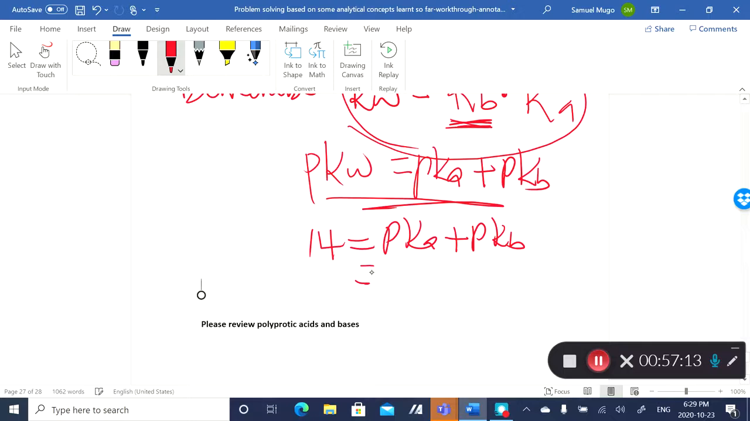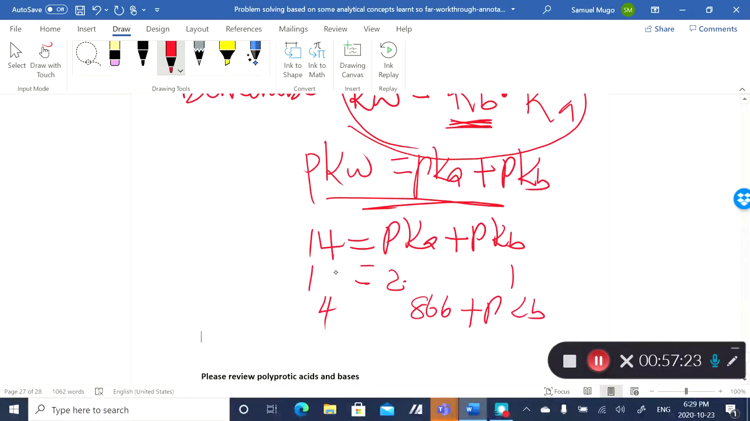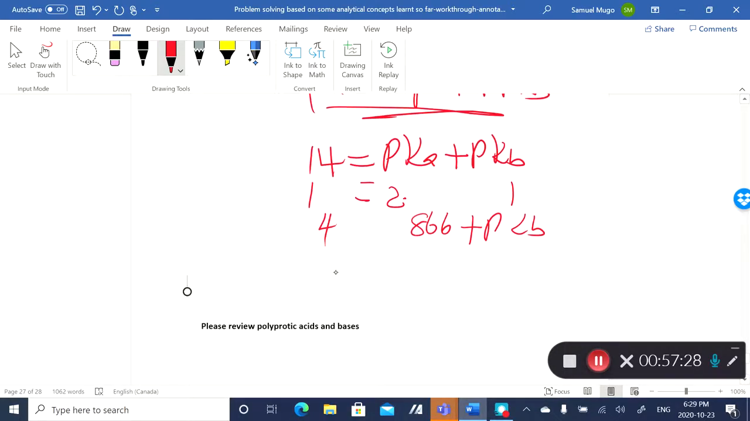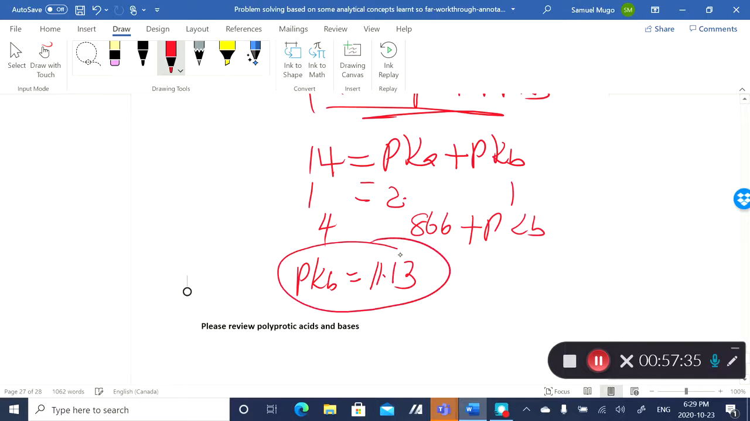Now, from our problem here, we already knew the pKa equals that, and so we can easily calculate the pKb. And so the pKb then equals 11.13. And so if at all you want to know, the Kb equals 10 raised to minus 11.13, which equals 7.4 times 10 to the power minus 12.